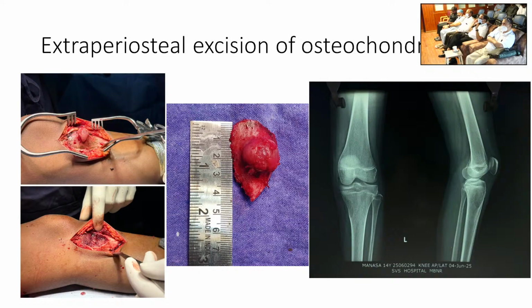Gone deep. What is the complication of this? What will happen? Fracture can happen, so you should protect her. Who did this? Jerome. Okay, go on.